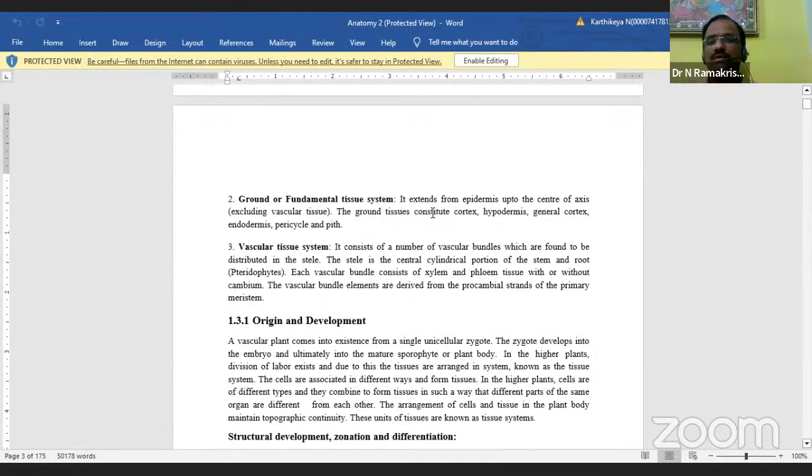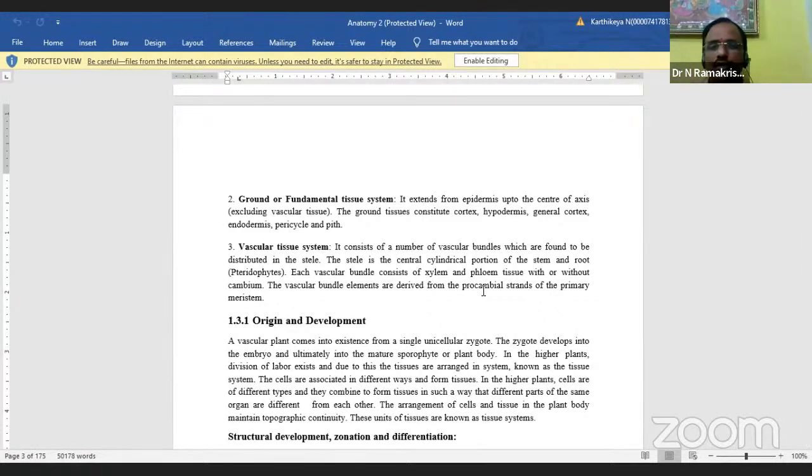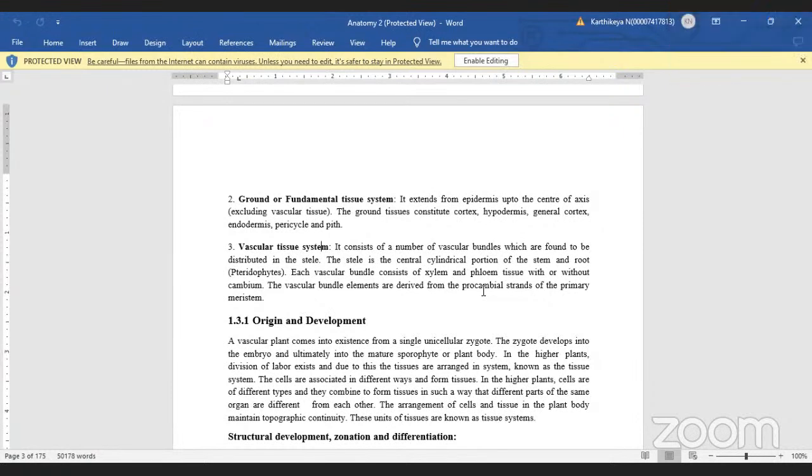Is it clear? Any doubts? Yes, sir. Lakshmi, Saujanya, any doubts? Okay. Next, we are going to one more topic, the vascular tissue system. We will discuss it in the next class. Only one class is left, the last one.